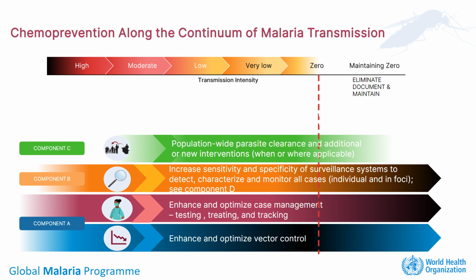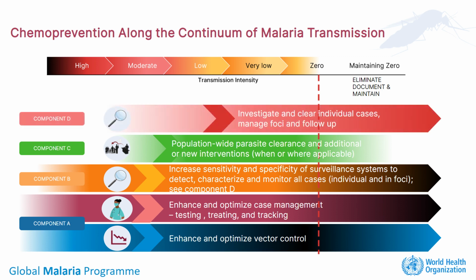Component C starts when the country has already successfully scaled up the basic package of interventions, has sufficiently strengthened the surveillance system, and is ready to begin Component D, that is, investigating and clearing individual cases and foci as soon as transmission is low enough for it to be feasible. The point of Component C is to rapidly reduce transmission such that the country or area can begin Component D, or to supplement the investigation and clearing of individual cases with additional transmission reduction measures. In this session, we will review several chemoprevention strategies recommended by WHO in certain situations to accelerate malaria elimination.